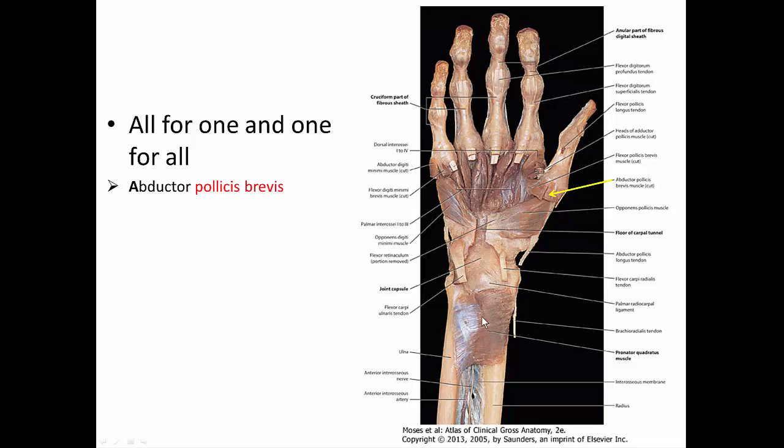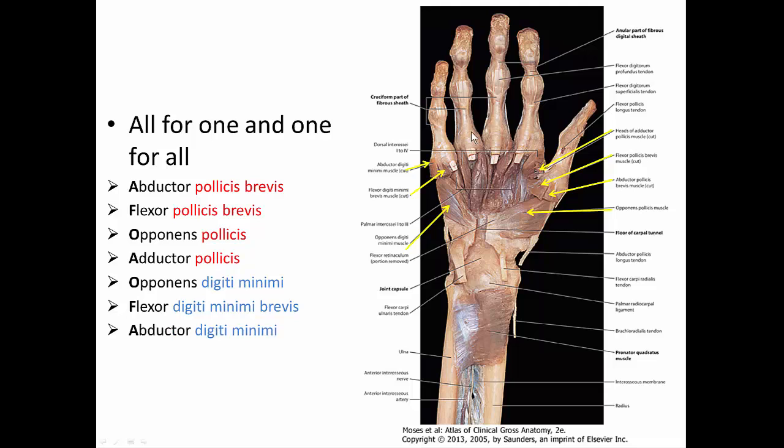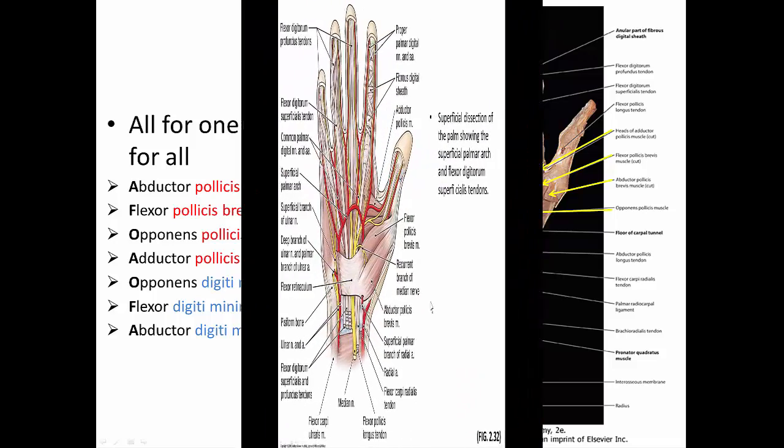All, abductor pollicis brevis. 4, flexor pollicis brevis. 1, opponens pollicis. And 1 is the adductor pollicis, which is actually being cut in this image. 1, opponens digiti minimi. 4, flexor digiti minimi brevis. All, abductor digiti minimi. That completes all of our important thenar and hypothenar muscles.